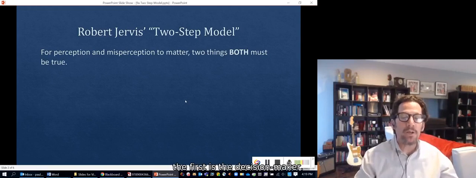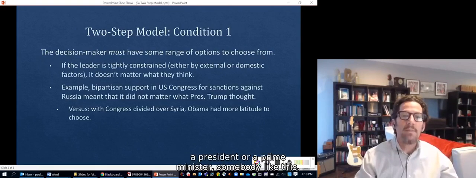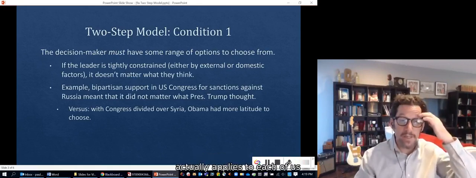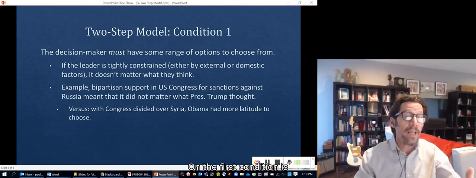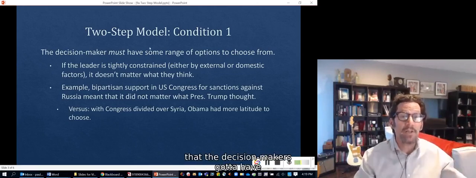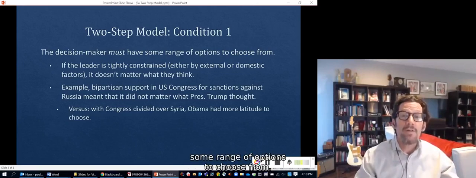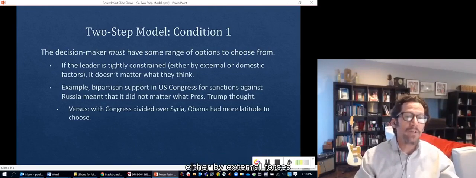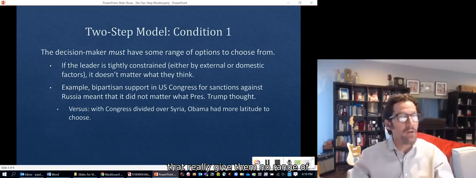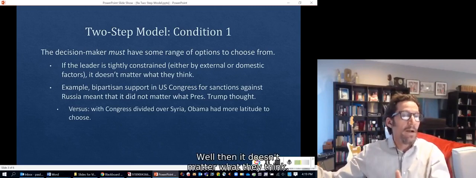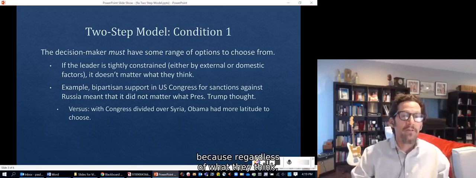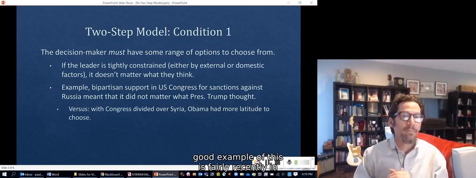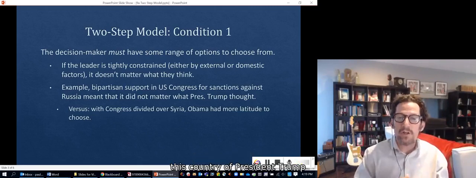The first is the decision maker. So we're typically talking about a president or a prime minister, somebody like this. But most of what we're going to say about this actually applies to each of us as individual decision makers. The first condition is that the decision maker's got to have some range of options to choose from. In other words, if the leader is very tightly constrained either by external forces that really give them no range of options, or by internal factors, well, then it doesn't matter what they think, because regardless of what they think, they're going to do the same thing, right? So, for example, a good example of this is fairly recently in this country.